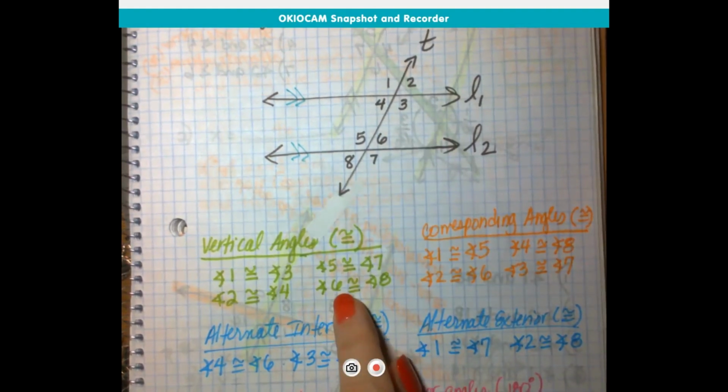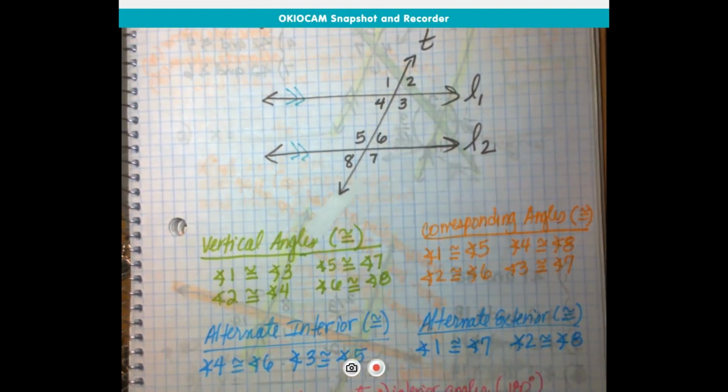And what do we need to know about vertical angles? They're congruent. This is going to help you find those missing angles in those problems that you have in your homework and on your test.